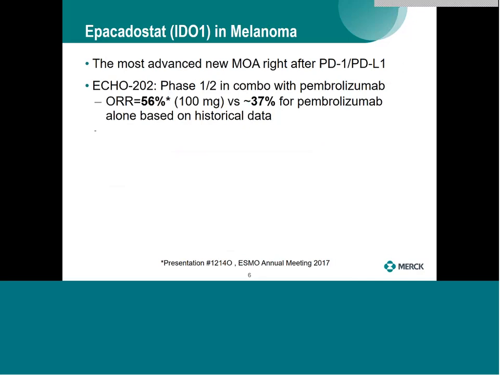For every success story, we always have a counterexample, and in this case, epacadostat was tested in first-line melanoma, and at the time it was considered the most advanced new mechanism of action right after PD-1, PD-L1. There was a lot of hope that this drug, when combined with those PD-1, PD-L1s, could generate additional benefit. And in the phase 1 single-arm setting, the drug actually didn't disappoint in terms of the empirical data, showing a 56% response rate, which again compared very favorably to pembrolizumab alone, which generated a 37% response rate.